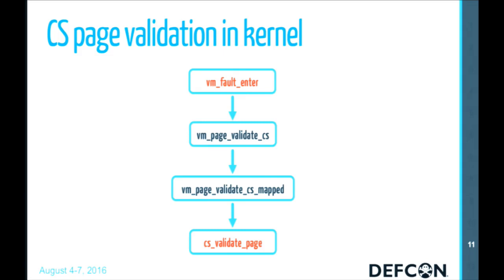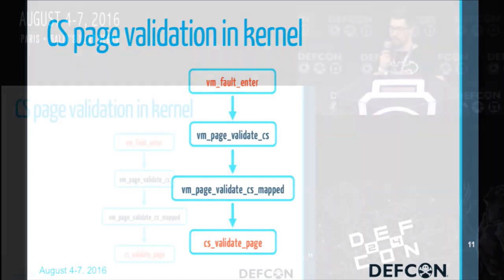Page codesign validation works per page fault. A page fault gets generated on a page load, and vm_fault_enter gets called. It calls vm_page_validate_cs, which maps the page to kernel space. That calls vm_map_validate_cs_mapped, vm_page_validate_cs_mapped, and finally cs_validate_page, which does the actual comparison between the stored page hash and the calculated page hash.